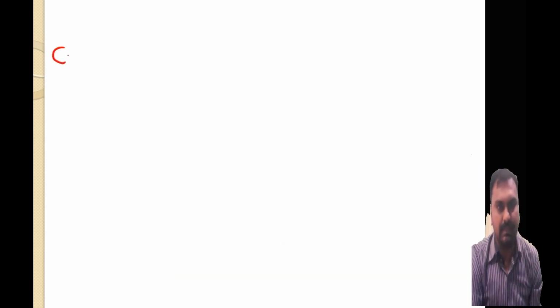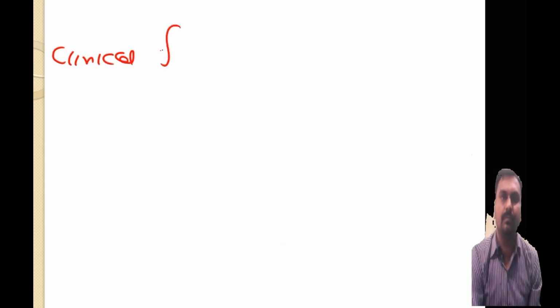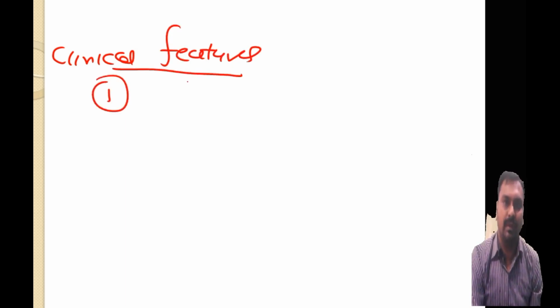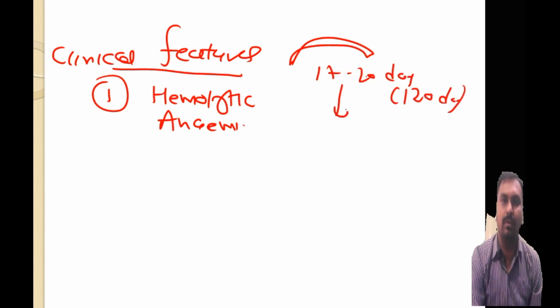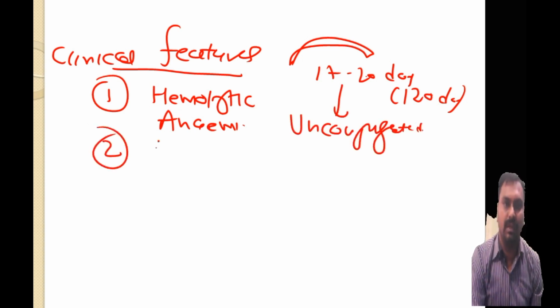So what are the clinical features of sickle cell? The person has a lifetime hemolytic anemia. Why hemolytic anemia? Because sickle shape RBC has a lifespan of around 20 to 70 days. Normal lifespan is 120 days. In sickle cell, RBC will be broken down, so more and more unconjugated bilirubin will be increased. Because of that, the person will have jaundice.